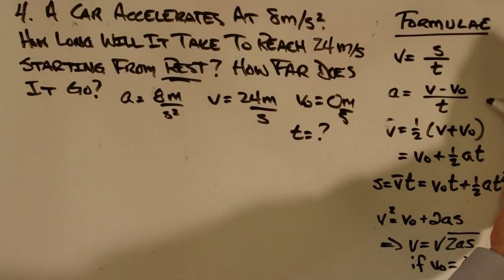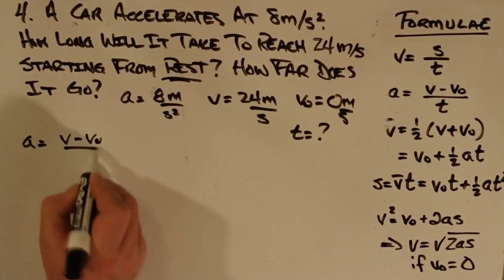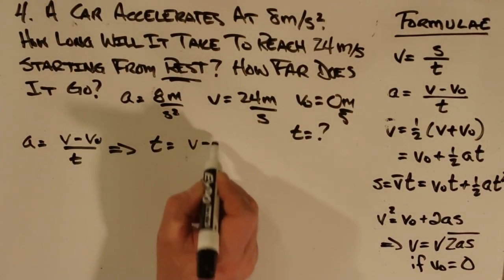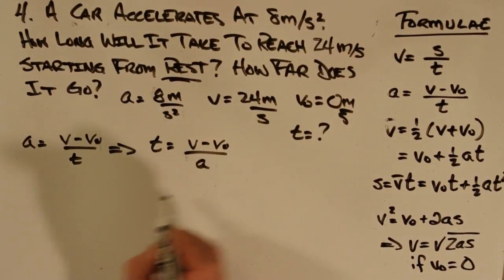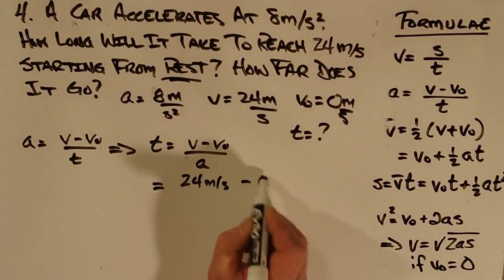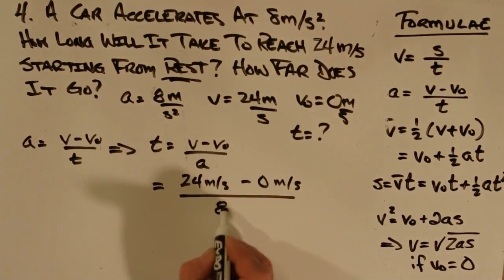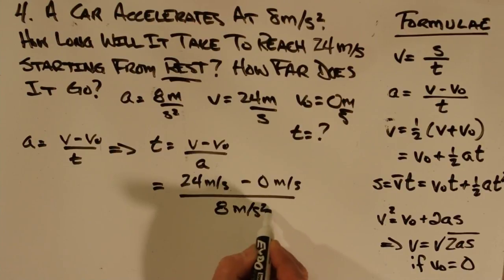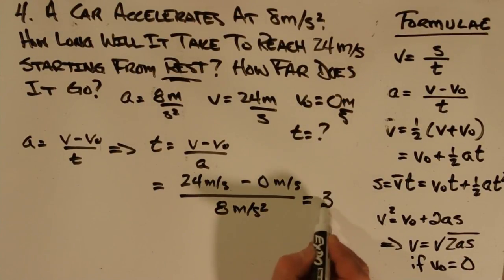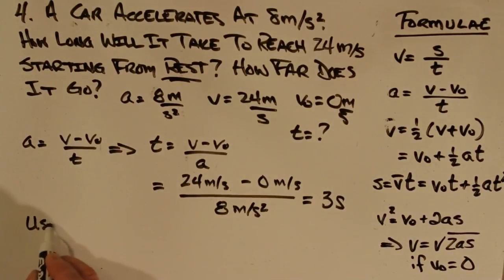And we can use the second formula. A is equal to V minus V sub 0 divided by T. We rearrange that to solve it for T. We have T is equal to V minus V sub 0 divided by A. Here, V again, 24 meters per second. V sub 0 is equal to 0 meters per second. A, the acceleration, is 8 meters per second squared. 24 divided by 8 is 3. So the answer would be 3 seconds.